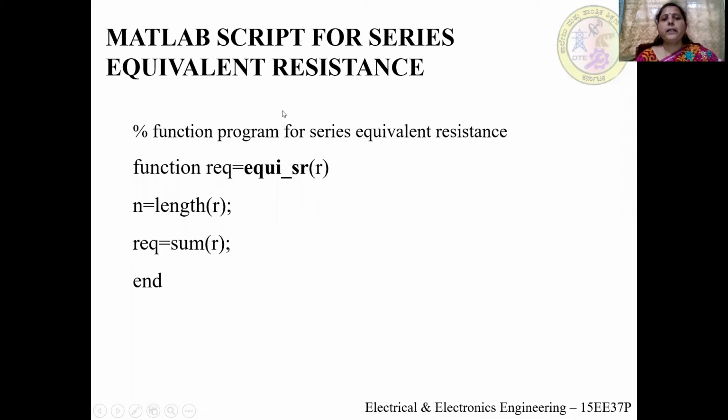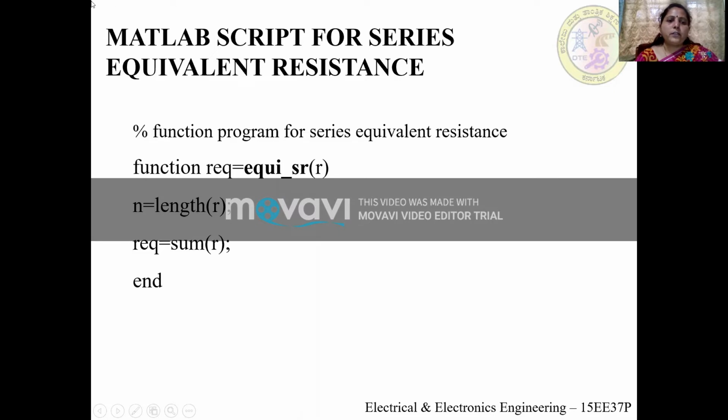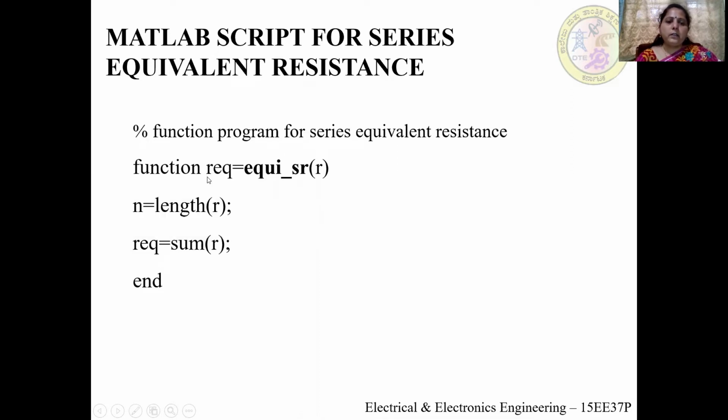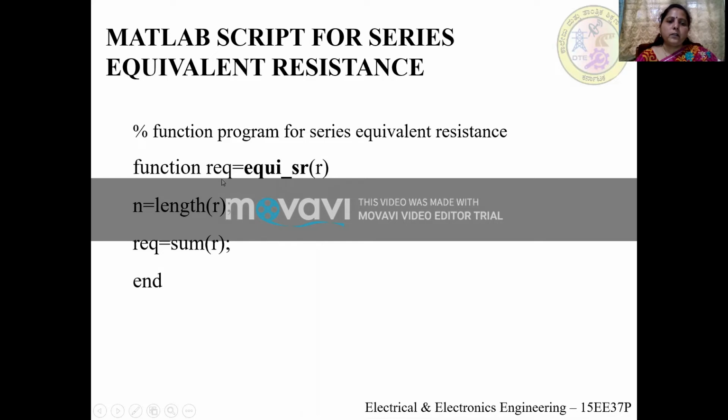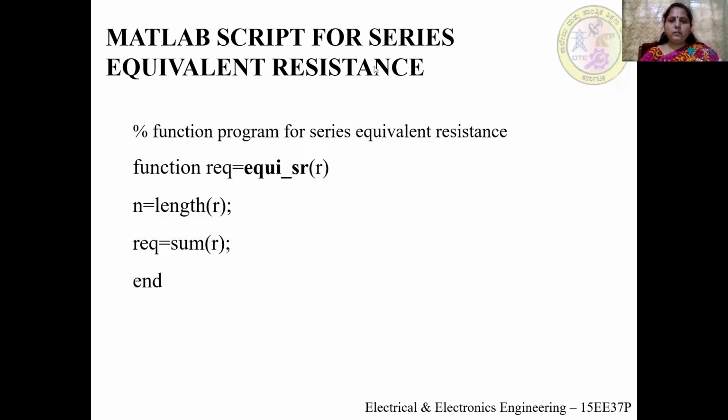Now we shall see the Matlab script for series equivalent resistance. So the function program should always start with a keyword function. Then here I have used a variable REQ. I have just given the name as REQ. So in this variable, I'm going to store the value of equivalent resistance. Then after that, UQUI underscore SR is the name of the function. R is having the resistor values.